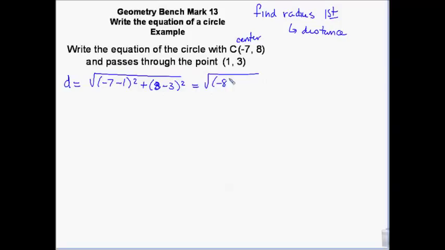So I have negative 8 squared plus 5 squared. So that's 64 plus 25. So that is 89, which won't simplify, but it doesn't matter. In this instance, don't simplify.